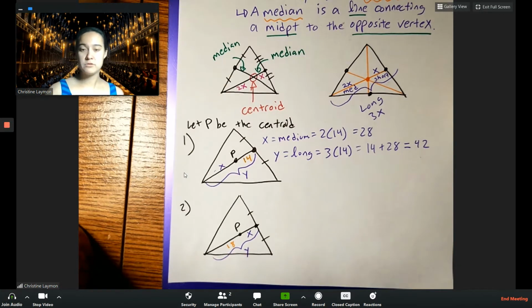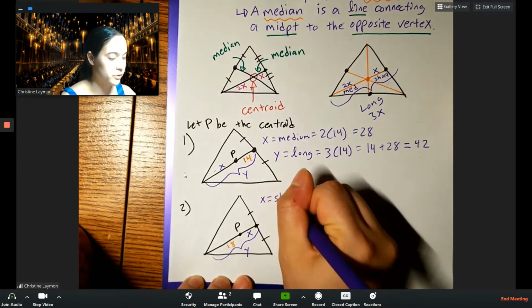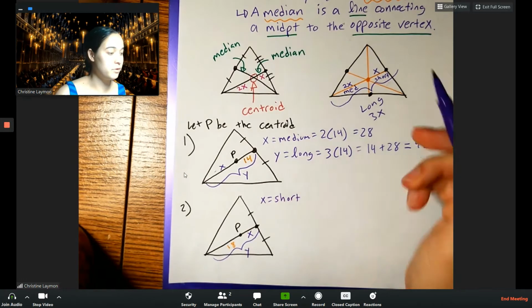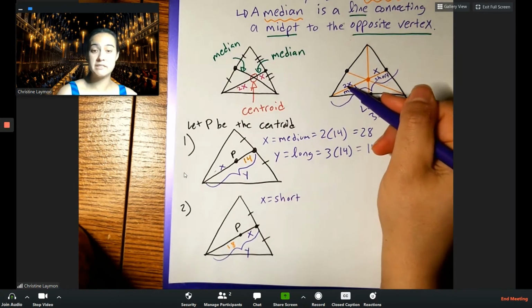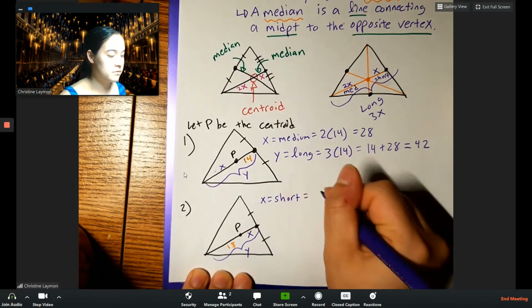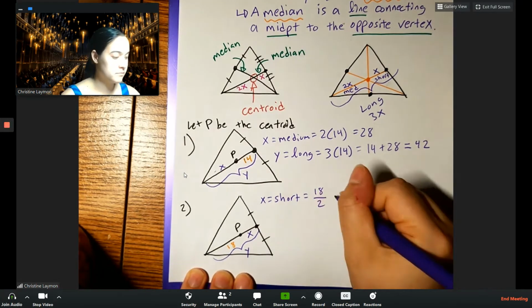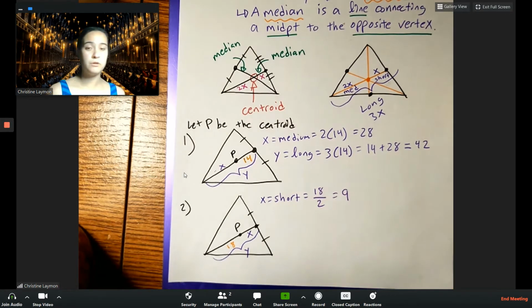So I have to find the short, which is x, and find the long, which is y. Looking at this one here, to find x, which is the short, remember that the short is half the size of the medium. So just take 18, cut it in half. Short is 18 divided by 2, which is just 9. So you now know that your short is 9.